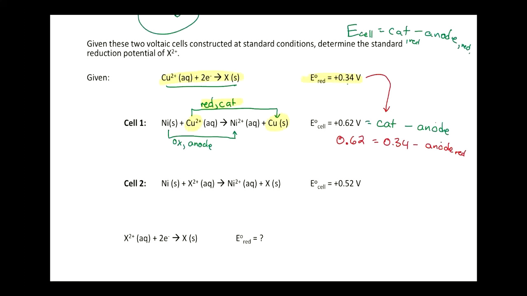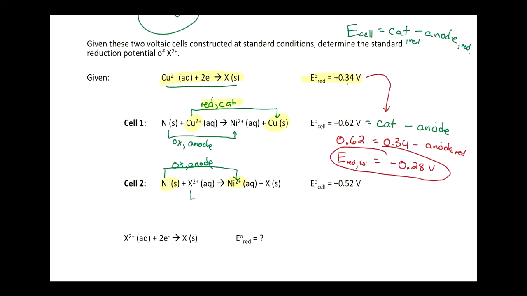And so I think if you solve for that, we get that the reduction potential for our anode, in this case nickel, equals negative 0.28 volts. That sounds right. Yes. So that is nickel's reduction potential, and it is the anode. We're going to use that piece of information for cell 2, because look, nickel is being what in this reaction? It is also being oxidized. It is the anode again.